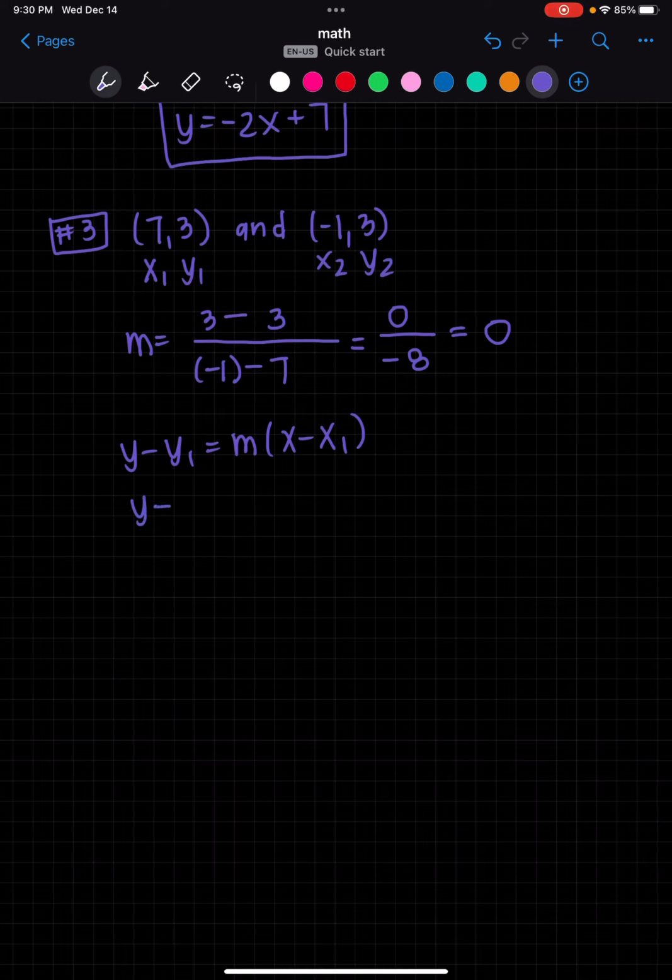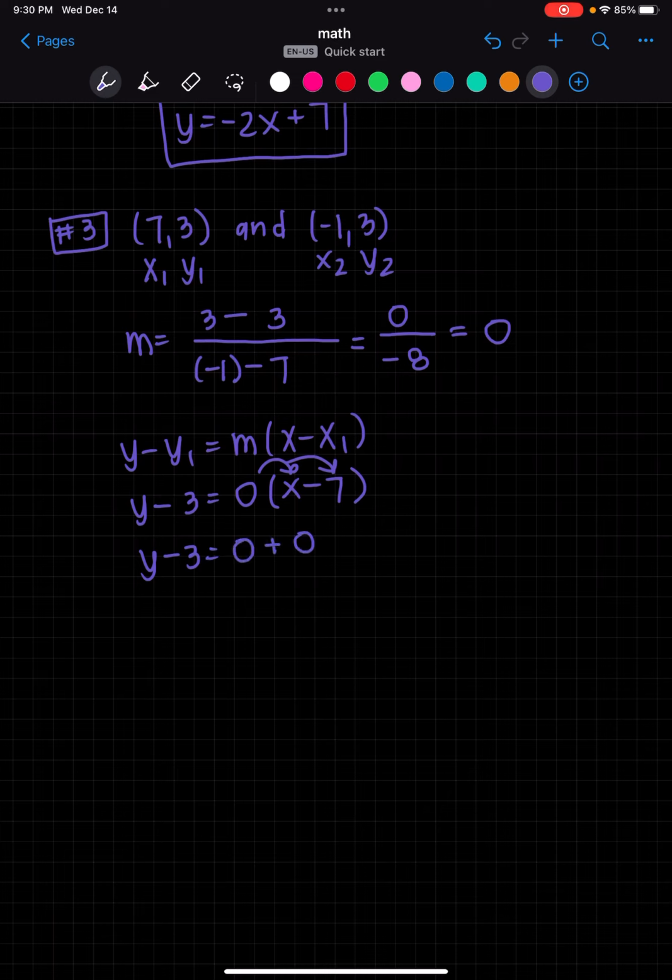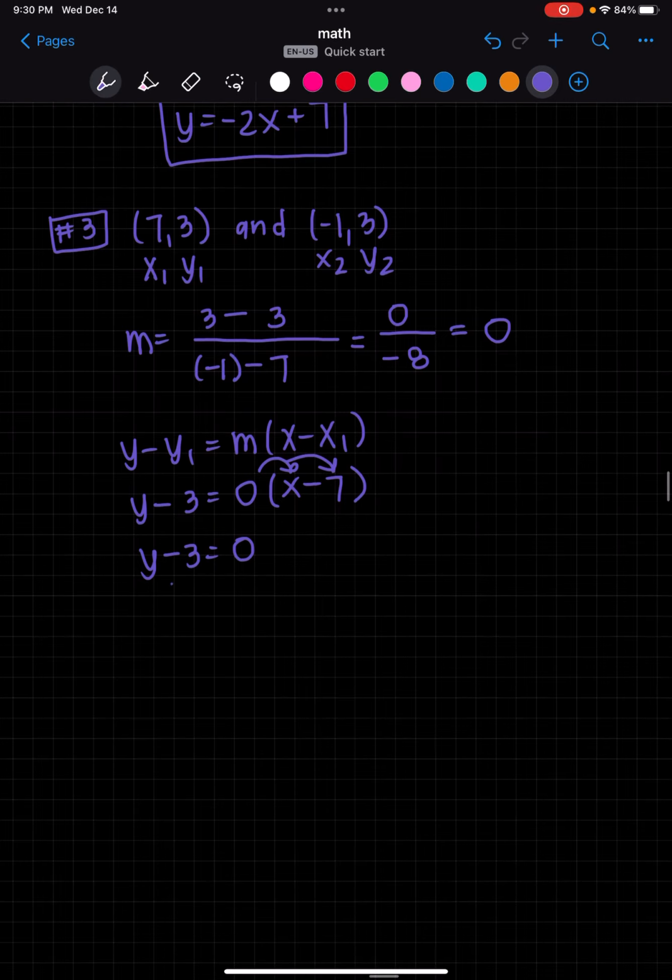So y minus my y1, which is 3, equals my m. Okay, we decided that was 0. Times x minus my x1, which is 7. Okay, now we're going to distribute the 0. So 0 times anything is 0, right? Which means that I'm going to have y minus 3 is equal to 0 plus 0, which is just 0. So really I can just write 0 right there. Then I have y minus 3 equals 0. I want to get y by itself, so I'm going to add 3 to both sides. And I end up with y is equal to 3.